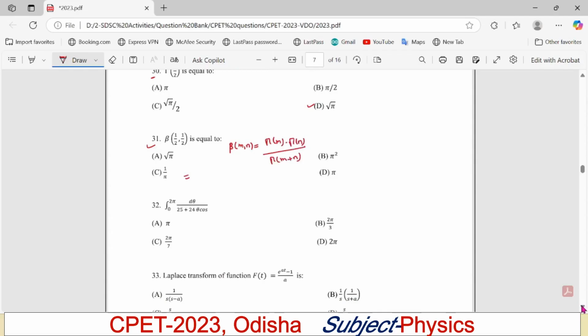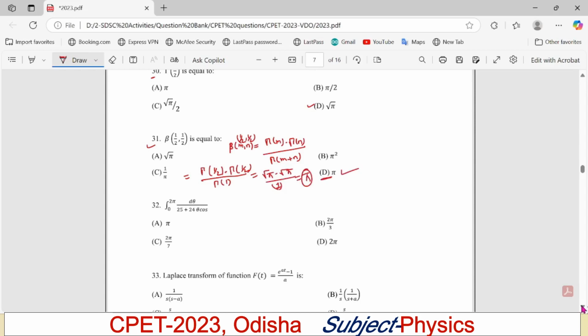So here, if I put half and half, beta half and half, gamma m is gamma half, and gamma 1 by 2 plus 1 by 2 is nothing but gamma 1. So gamma half is root pi, so root pi into root pi by gamma 1, which is 1. So the answer will be pi. So option D is your correct answer.